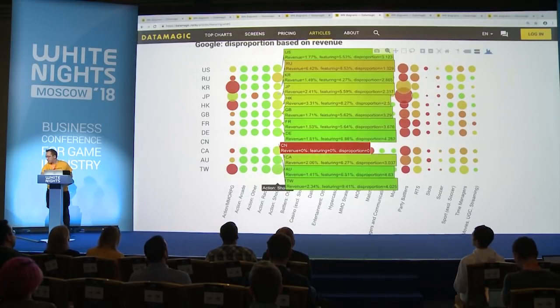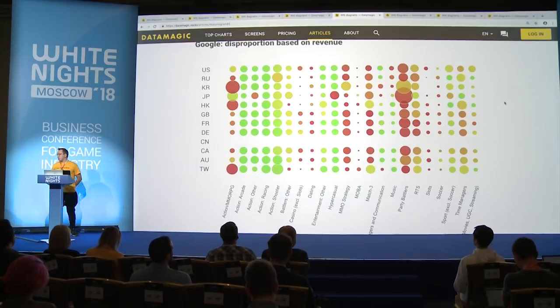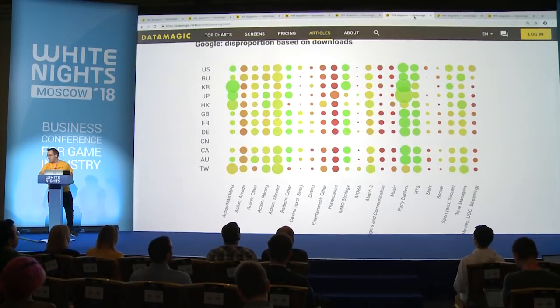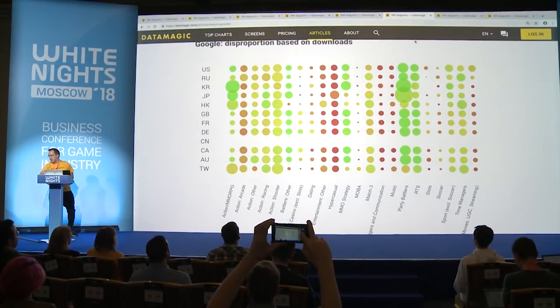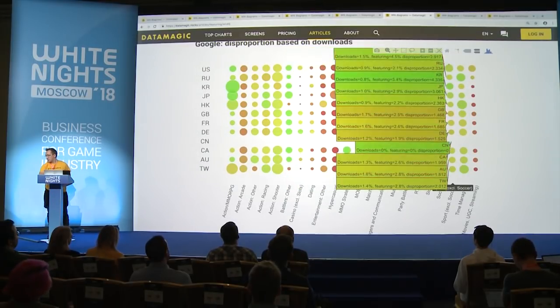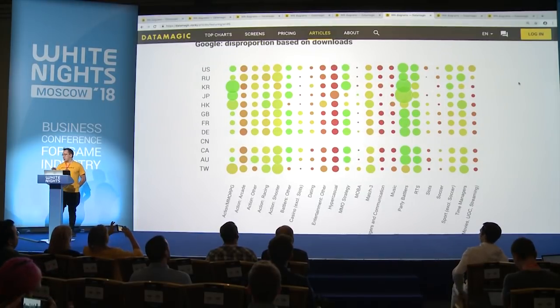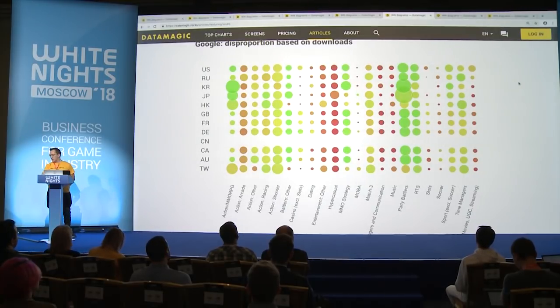So we see that the picture is nearly really similar to what we saw when we were looking at the iOS plot, but we see also that Google seemed to support more genres that generate more revenue. Let's have a look at downloads-based analysis. You see, again, the sizes of the circles are the same, but the colors are different. Again, party butlers generate really low share of downloads, but huge share of featuring, which turns out as great positive disproportion. But the whole picture is less contrast, less red circles and less super green circles. So the picture looks a little bit more balanced.